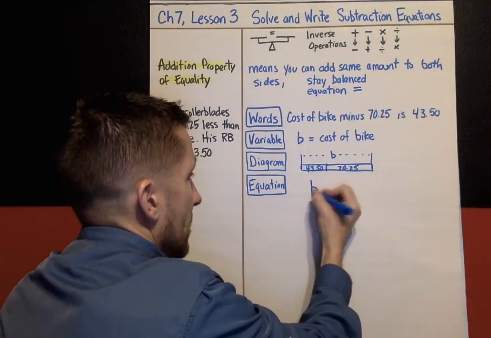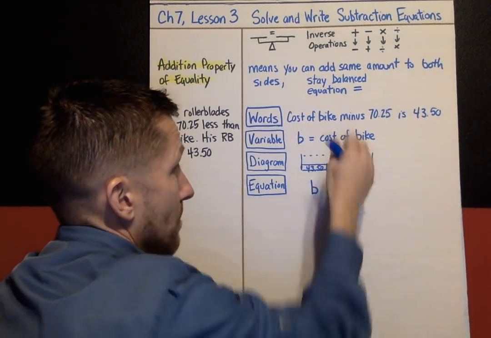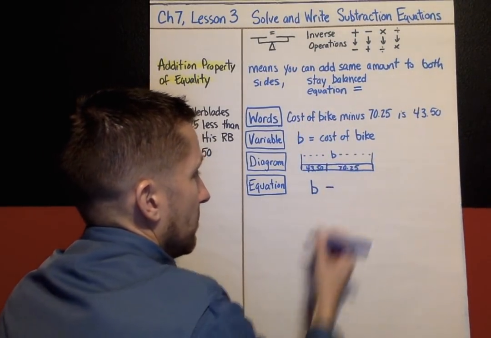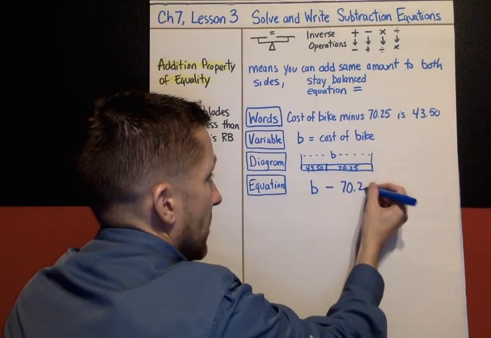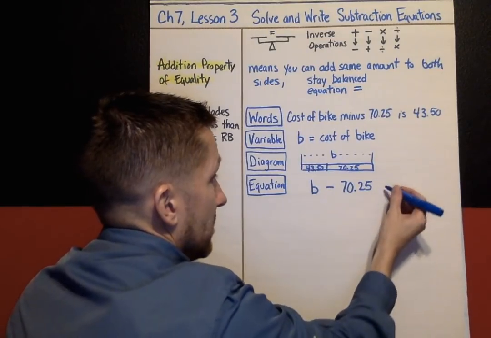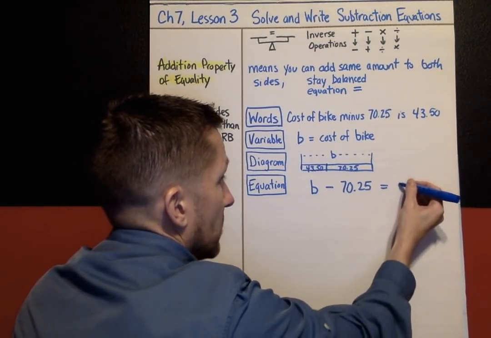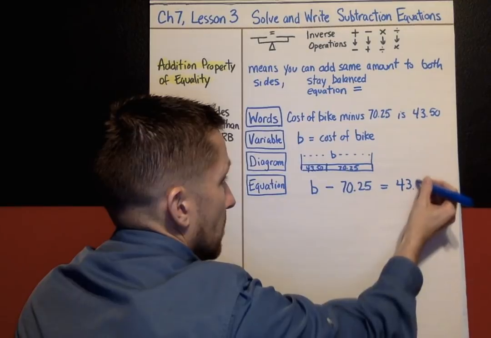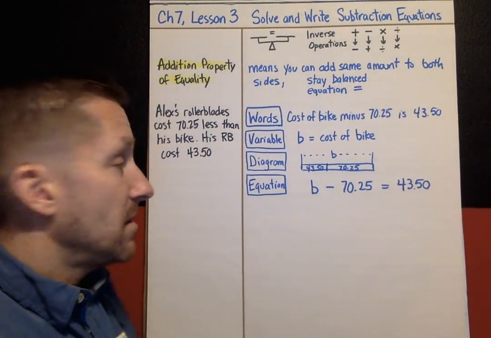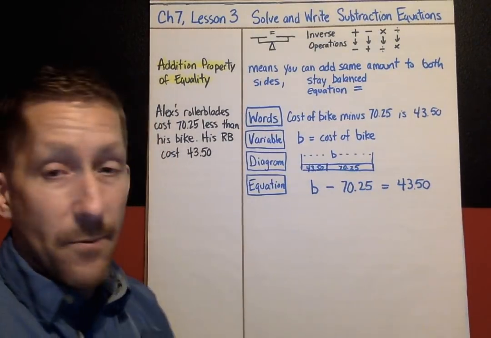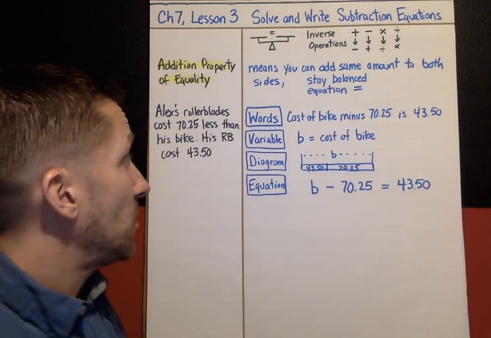Cost of the bike is B. Cost of the bike minus, well in math, that's subtract, $70.25 translates into equals. So now there is an equation that we have built from this situation.